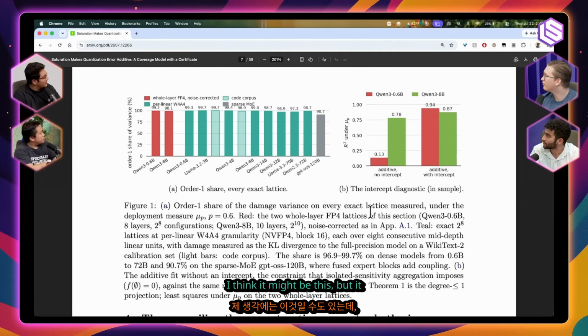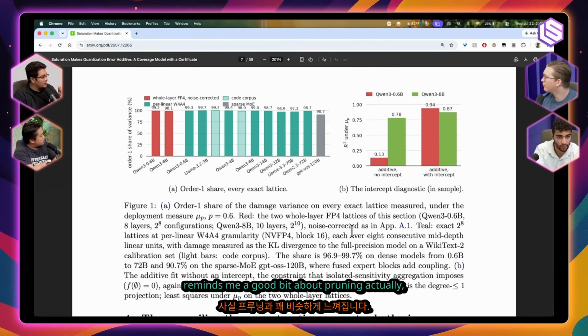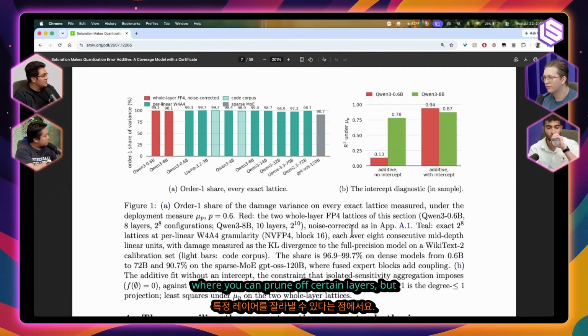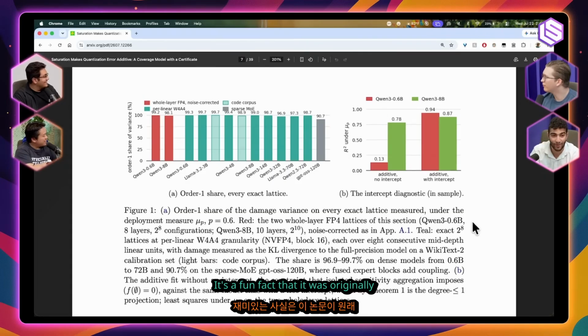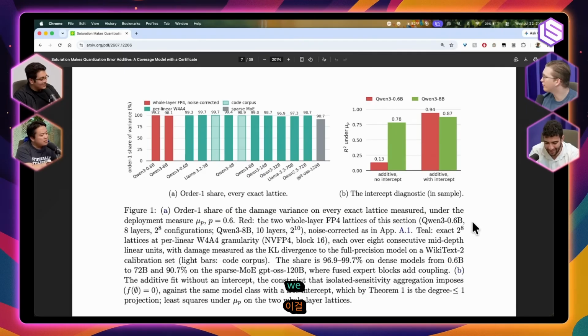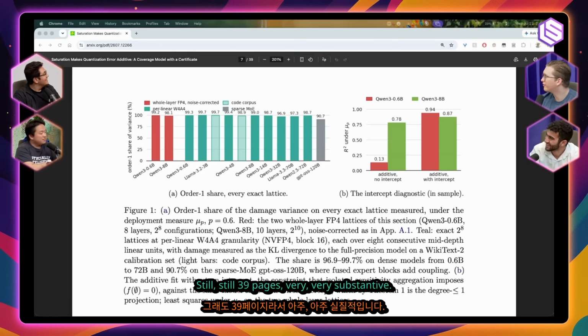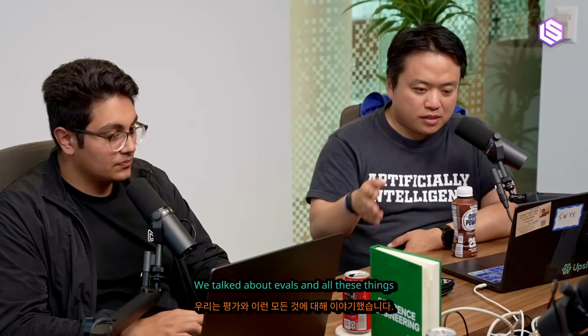I think it might be this, but it reminds me a good bit about pruning actually, where you can prune off certain layers. But very interesting. I didn't know this was a whole paper you guys put out. It's a fun fact. It was originally 72 pages, this paper. And then we decided we couldn't release it. So it's now 45. Still 39 pages. So very, very substantive. We talked about evals and all these things.